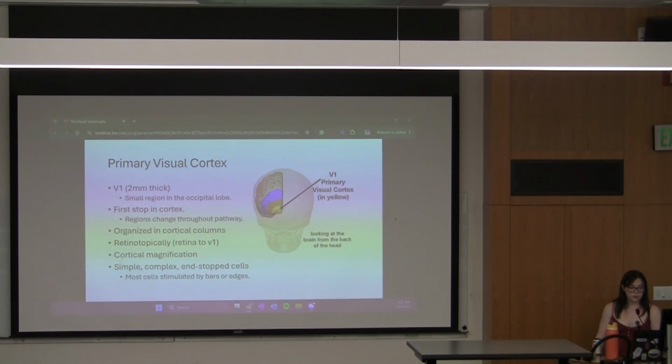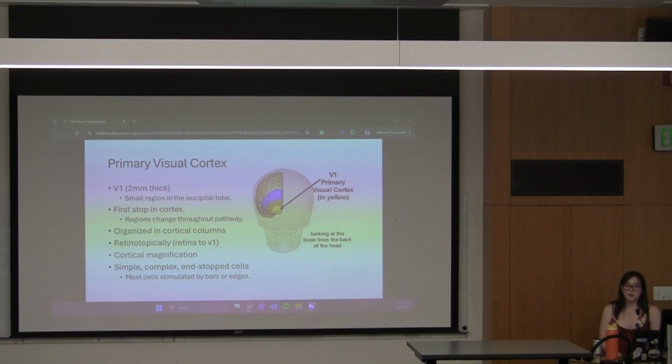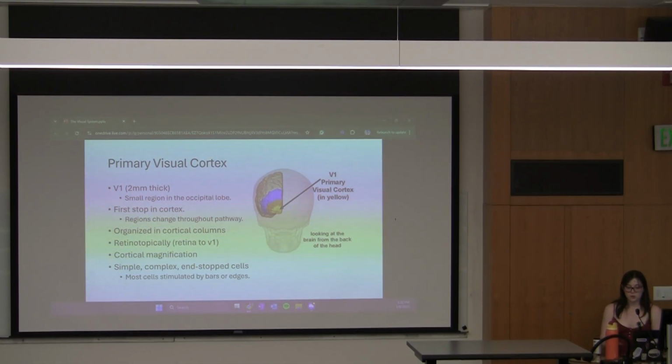There's also cortical magnification, where it goes from simple, complex to end-stop cells, which are most cells stimulated by bars or edges. So I'm sure some connections between computer vision are coming to mind. Both computer vision and our primary visual cortex use feature detection. In this case, the cortex starts off by differentiating large features before focusing on smaller ones.